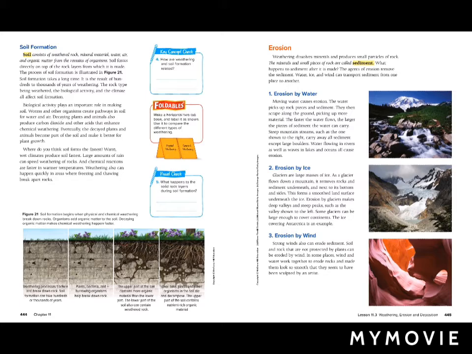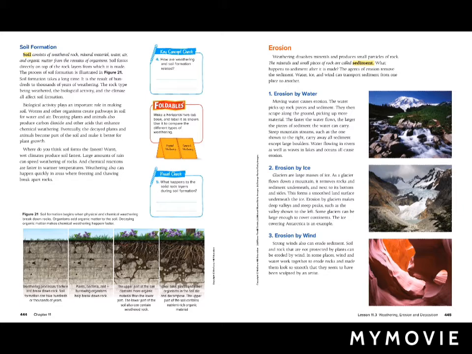Biologically active organisms create pathways in soil for water and air. Decaying plants and animals also produce carbon dioxide and other acids. That enhances chemical weathering. Eventually, the decayed plants and animals make the soil better for plant growth.